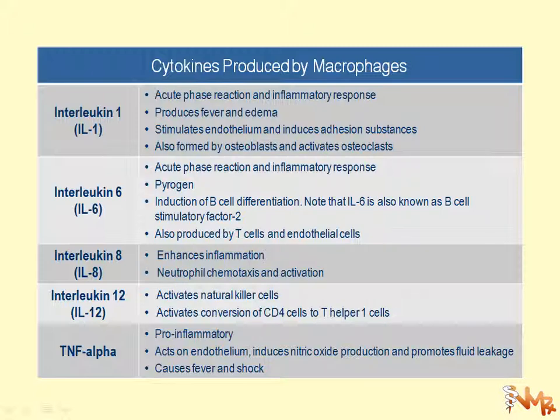Finally, tumor necrosis factor alpha is a pro-inflammatory cytokine. It acts on endothelium, induces nitric oxide production, and promotes fluid leakage. Lock in this information. This information is very important, and we're going to be talking about superantigens and septic shock a little down the road. But for now, just remember, if they ask you on the exam what is the compound most likely involved in septic shock and may potentially cause serious hypotension and can be deadly, it is TNF alpha. It causes fever, it causes severe shock.